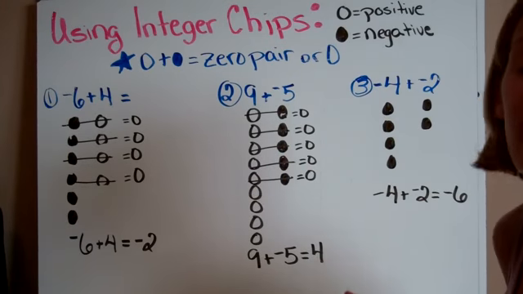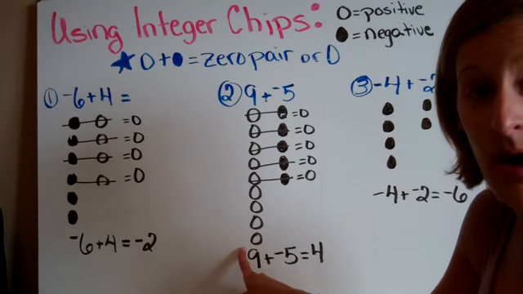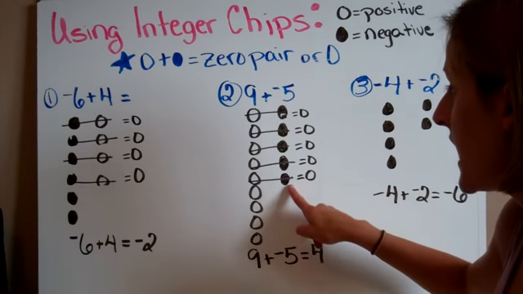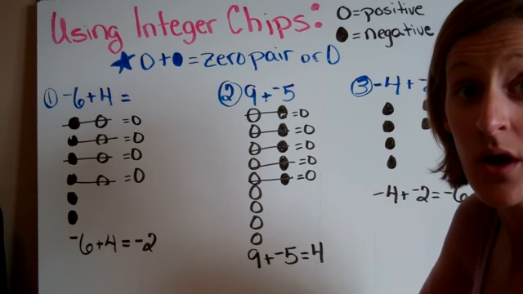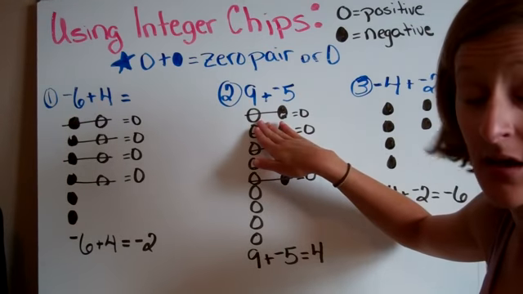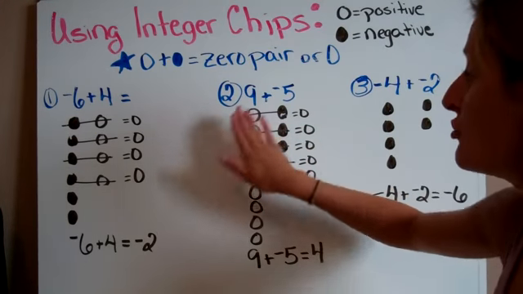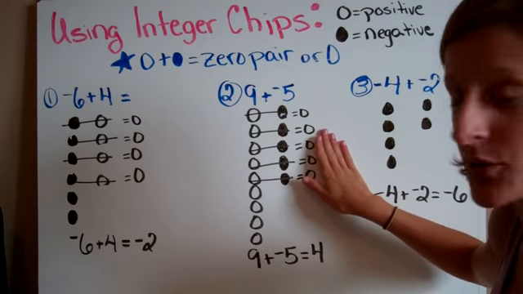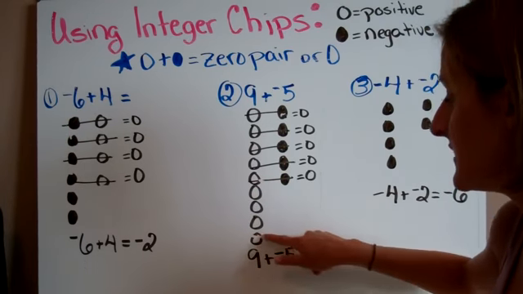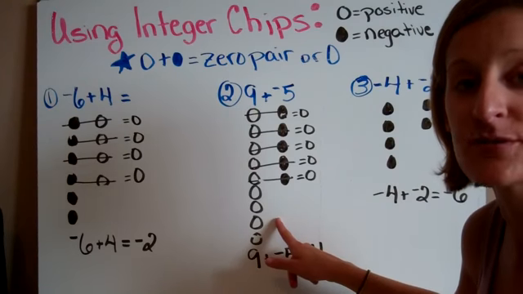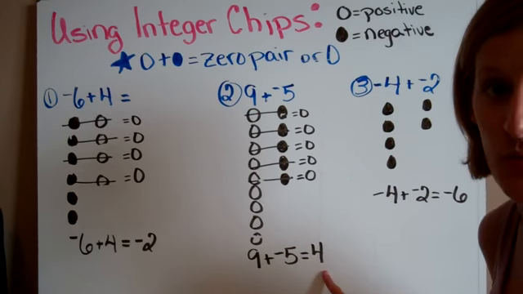Now in this second example, I have 9 plus negative 5. So I have 9 positive chips and I have 5 negative chips. Now put together your zero pairs where you've got an open circle and closed circle. So I have 1, 2, 3, 4, 5 of those. Those go away because they all equal 0. And I'm left with 1, 2, 3, 4 positive chips. So that means my answer is positive 4. So 9 plus negative 5 is going to be a positive 4.